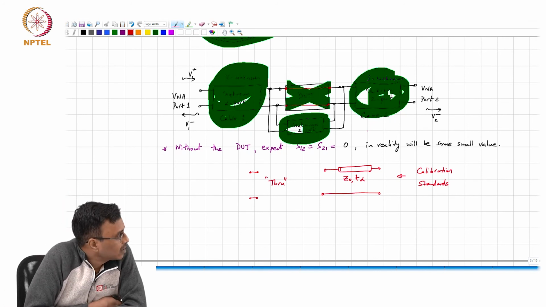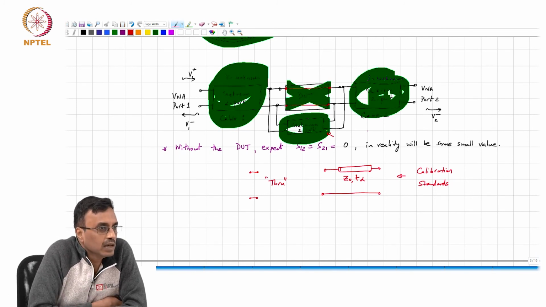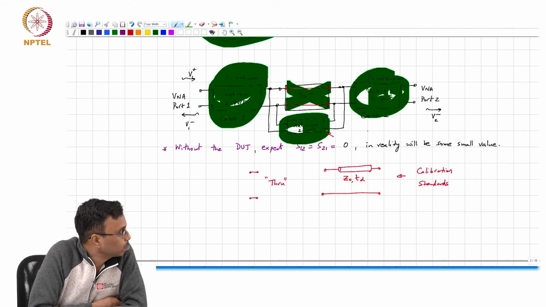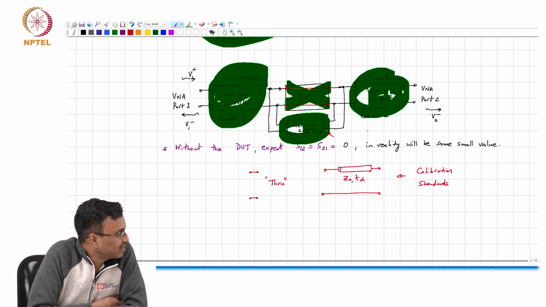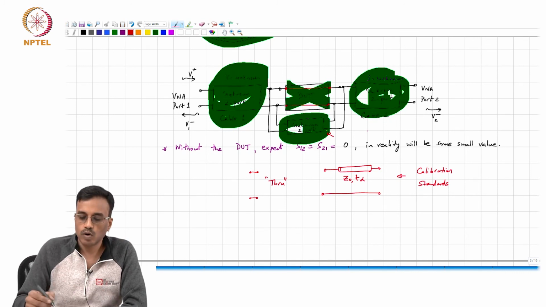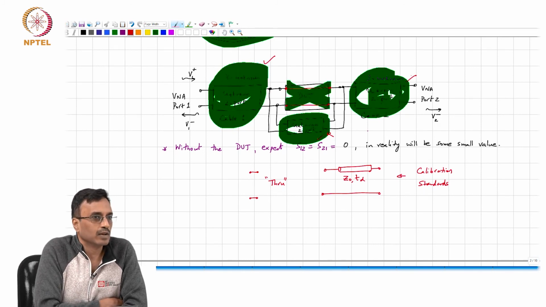So that you eliminate the effect of the unknown two port which exists between port 1 and port 2, right? So you make all these measurements, and then you put the DUT, and since you know all these, you will be able to figure out what the two port parameters of the DUT are, all right.